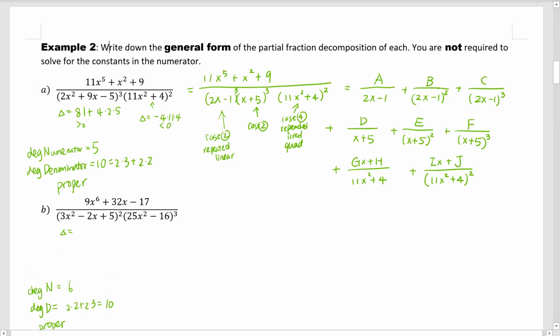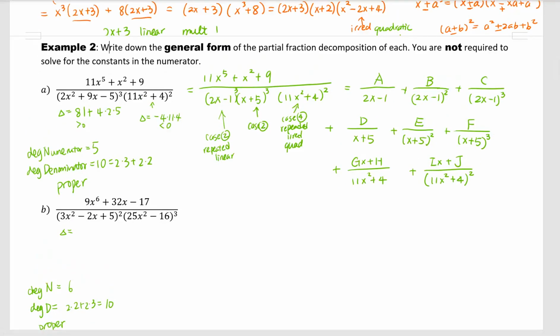Now you can see the discriminant b squared minus 4ac, with 3 and 5, is negative, so we know this is an irreducible quadratic. And for the second one, the discriminant is b squared minus 4ac, but it becomes 4 times 25 times 16, because the minus becomes positive, so this is positive, so we can factor the second quadratic factor.